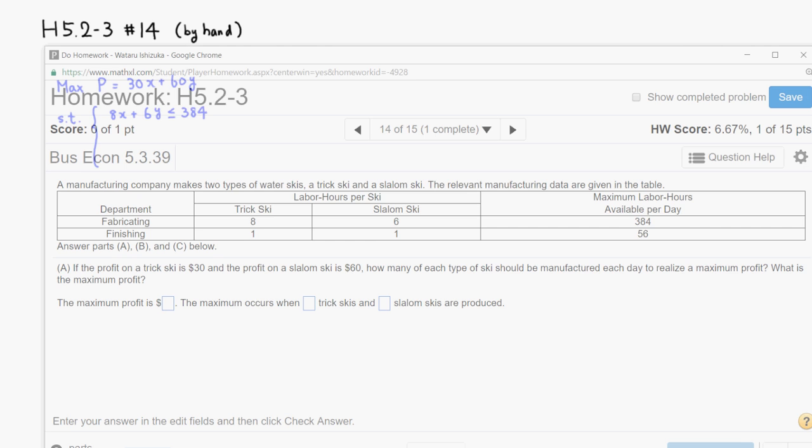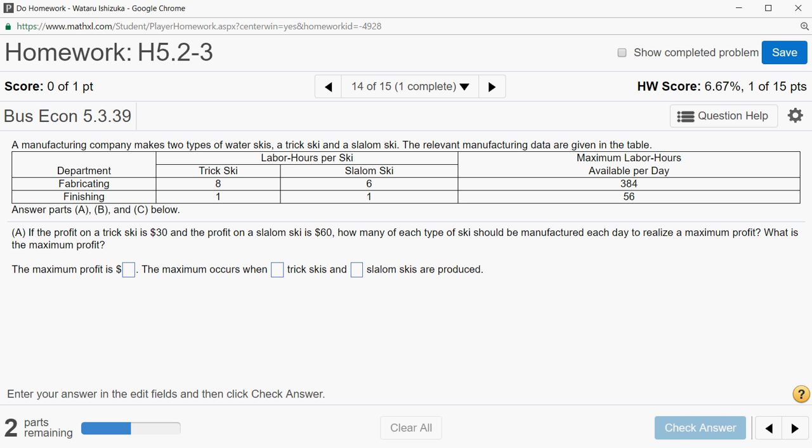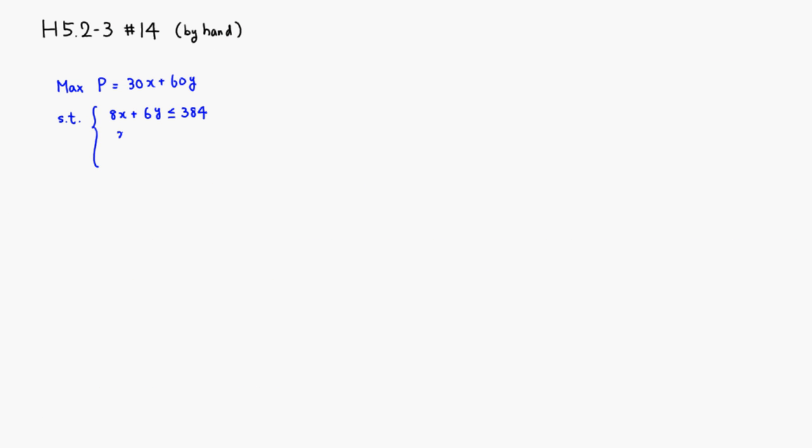The finishing time is 1 hour, 1 hour, and 56. So X plus Y has to be less than or equal to 56. Those are the problem constraints. Then, to be realistic, we have to add non-negative constraints: X has to be non-negative, and Y has to be non-negative.